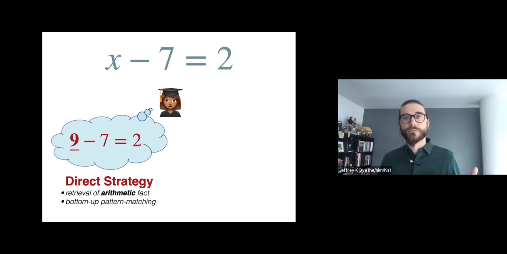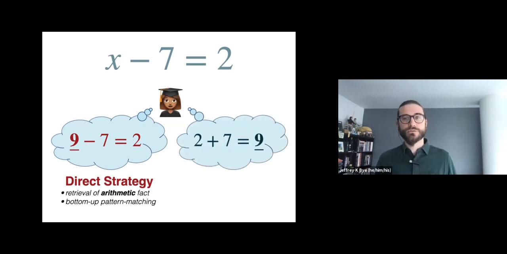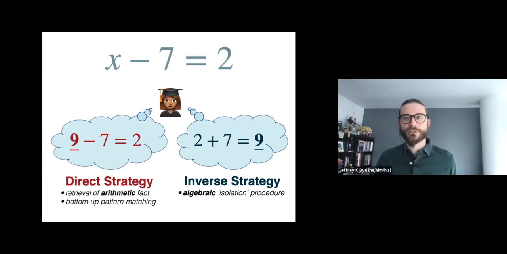Alternatively, you might be thinking 2 plus 7 equals 9. This would be what we could call an inverse strategy. In this sense, you are performing the algebraic operation by isolating a variable. It involves some symbol manipulation here.